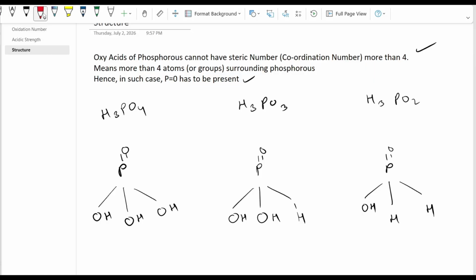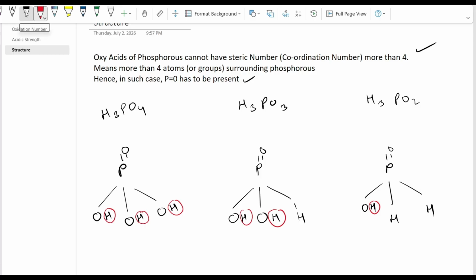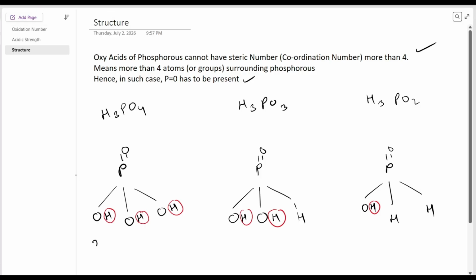Only those hydrogens which are attached to the oxygen directly. So I will take a different color. This particular hydrogen is attached to the oxygen. This hydrogen is attached to oxygen. This hydrogen is attached to oxygen. So these are called protic, or you can say it contributes to the acidic strength of that particular molecule. So as we can see here, H3PO4 has 3 hydrogens which are protic. In this case, we have one hydrogen which is protic.